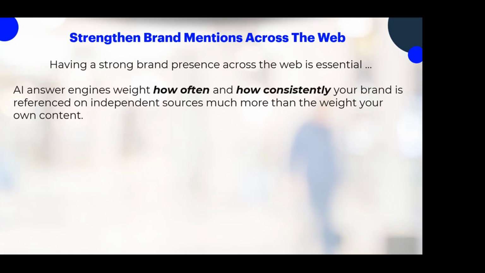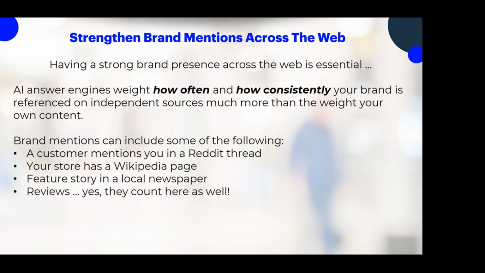Answer engines will weight how often and how consistently your brand is referenced on those independent sources a lot more than stuff that's appearing just on your own website. So again, brand mentions can include some of the following. A customer mentions you in a Reddit thread, right? If your store has a Wikipedia page, think of it as an extra about us page, but now on Wikipedia rather than on your own website. Getting a feature story in a local newspaper.